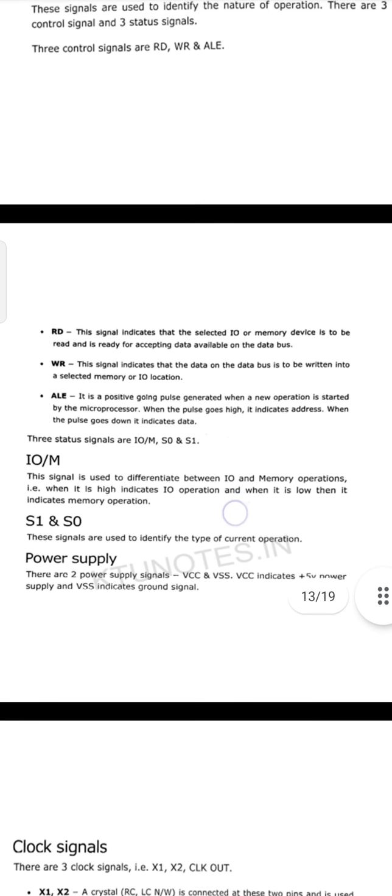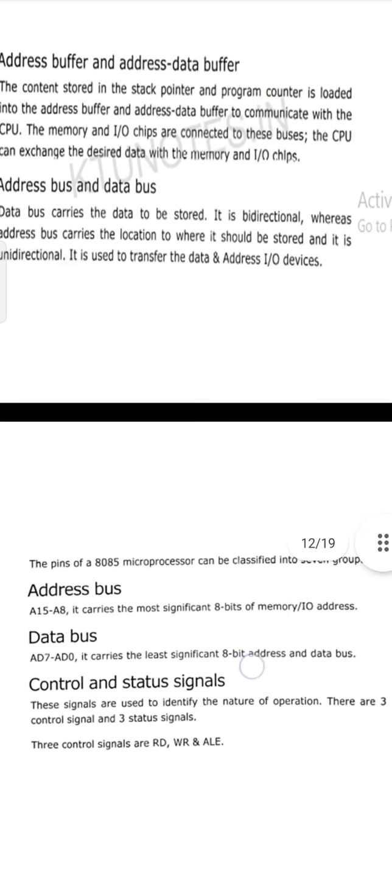Okay, so this is about the 8085 architecture and its components.